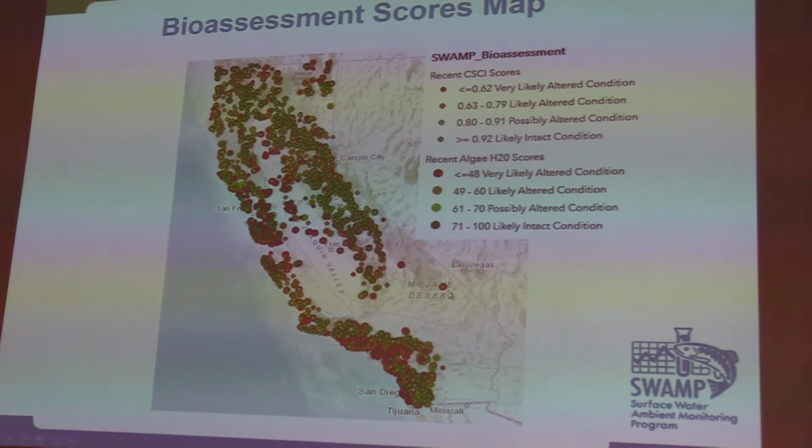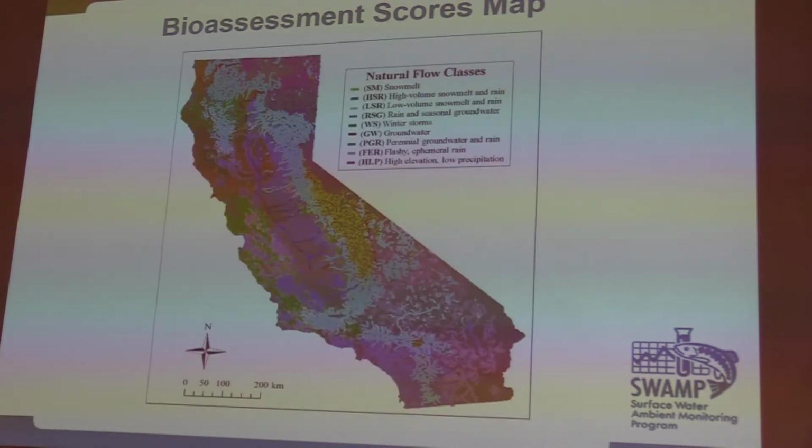On the outside of those dots, if algae was collected, these colors represent the Southern California Algae Index, or H20 scores, and those are color-coded similar to the CSCI, where green is likely intact and red is very likely altered. A new feature that's been recently added to this scores map is the eco-hydrology stream class layers, and this is a screenshot I took from that project.